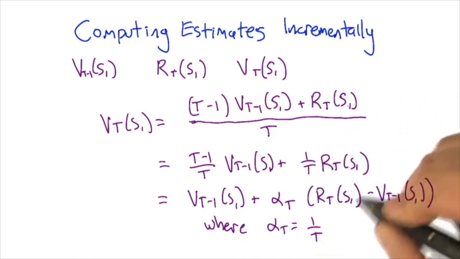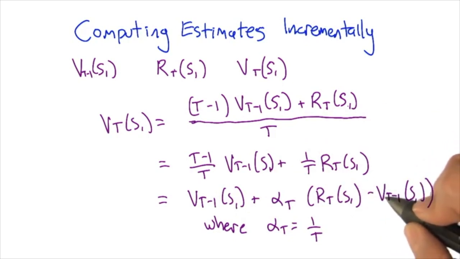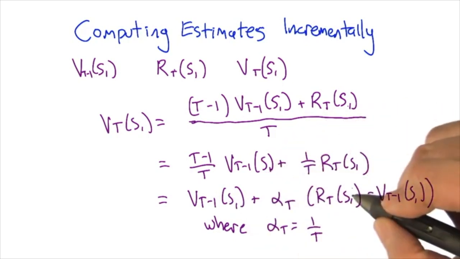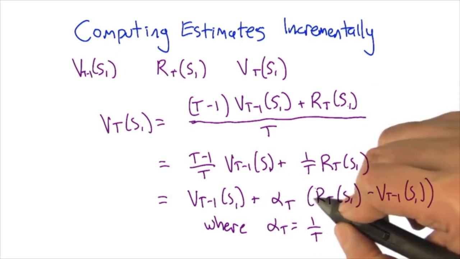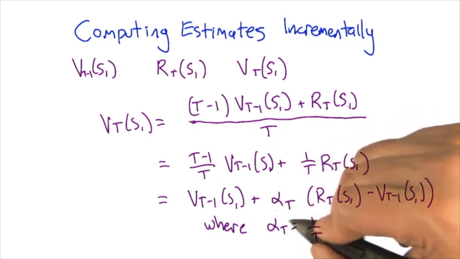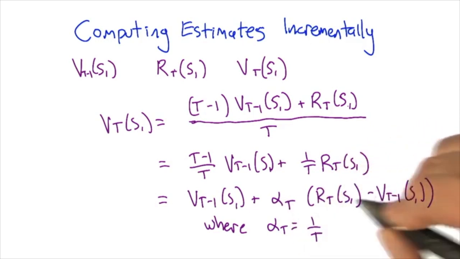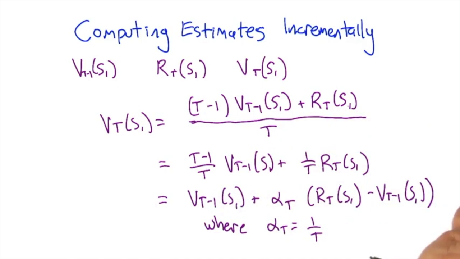So if the difference is 0, then things don't change. If the difference is big, positive, then it goes up. And if it's big, negative, then it goes down. And as we get more and more episodes, this learning rate parameter is getting smaller and smaller, so we're making smaller and smaller changes. We're kind of honing in on the actual true value.